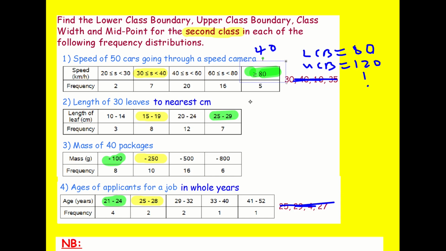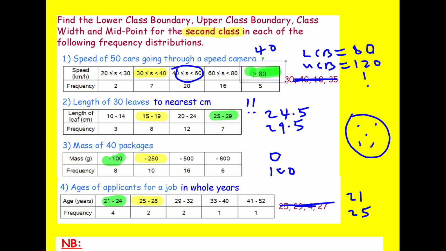Okay, next one. I think this is the one that's the most likely to come up in A-level along with the first one, as in one of these. Okay, because I'll just be testing you on your understanding of this. So the lower class boundary, I'm not going to write it down now, I'm just going to write the figure down. It's going to be 24.5, and the upper class boundary is going to be 29.5. Okay, this one is going to be 0 and 100. And this last one is going to be 21 and 25. So I hope you are happy with this. I'm not going to test you on it anymore for the time being.